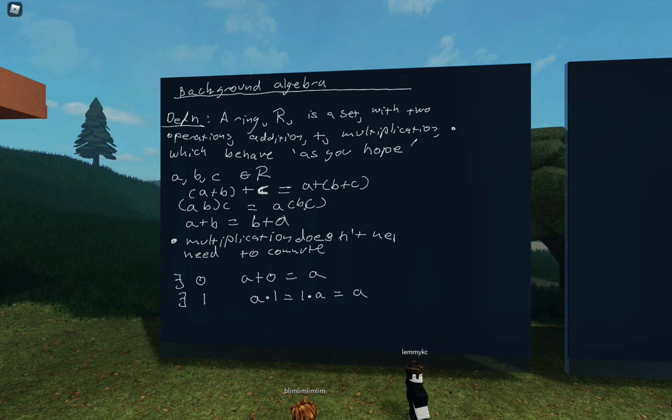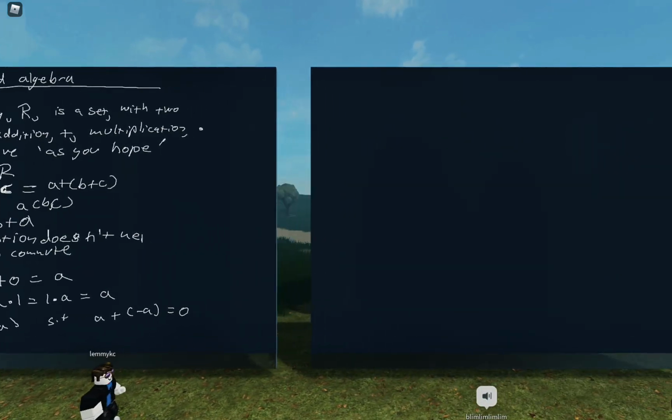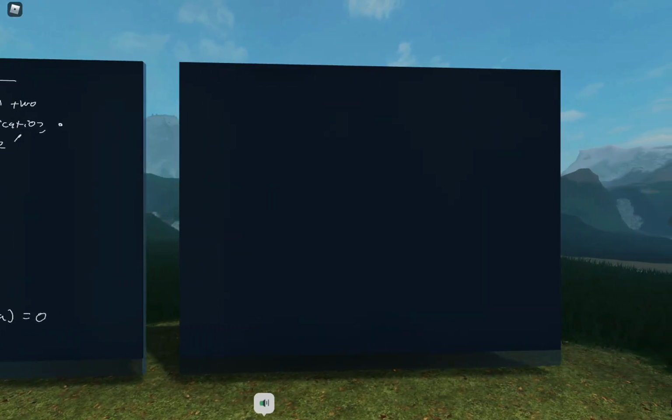And then a couple more things. For each element A, there should be an element which I call minus A, which, when you add them together, you get 0. I'll just go over to the next board to list out the last axiom.